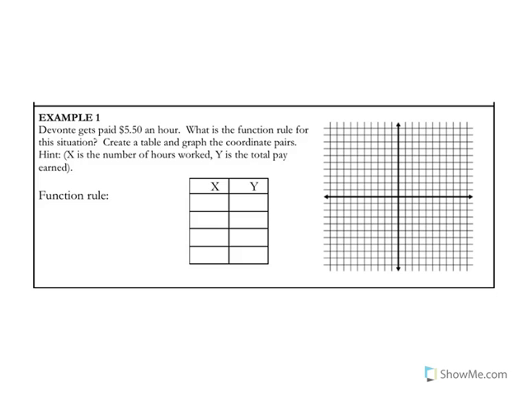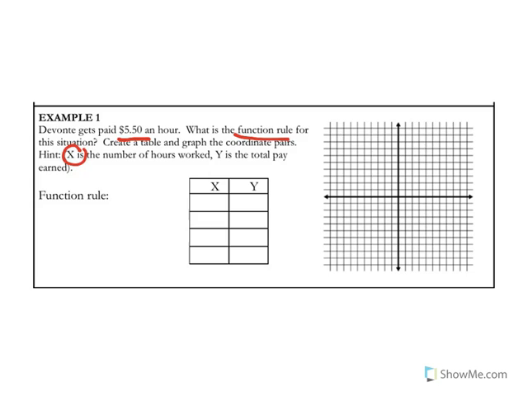So here's an example of a function table with a function rule we need to find, and then a graph that we need to use to graph the rule. Devontae gets paid $5.50 an hour. Okay, this is his pay. What is a function rule for this situation? Create a table and graph the coordinate pairs.